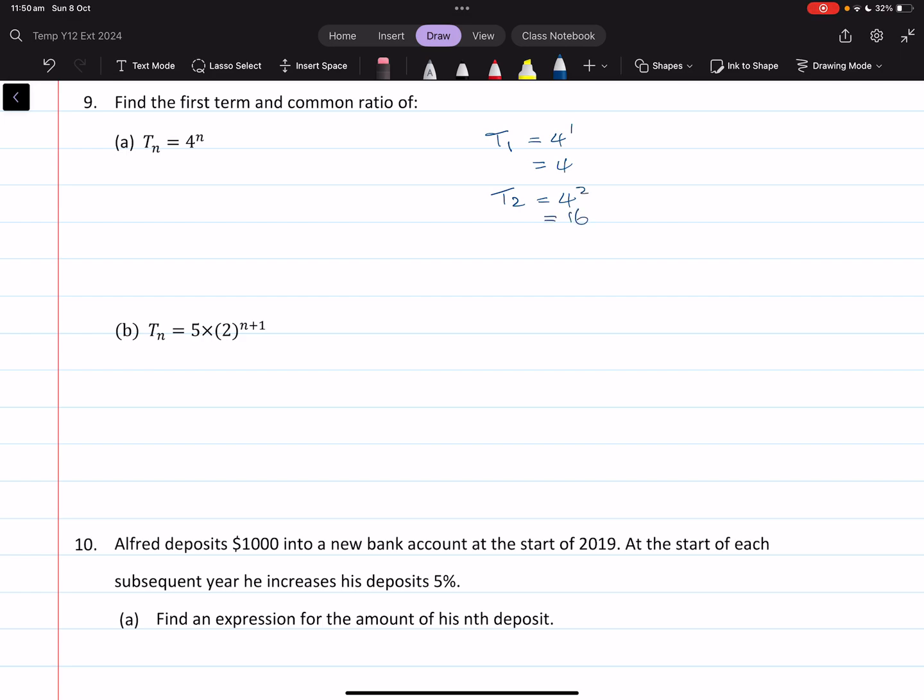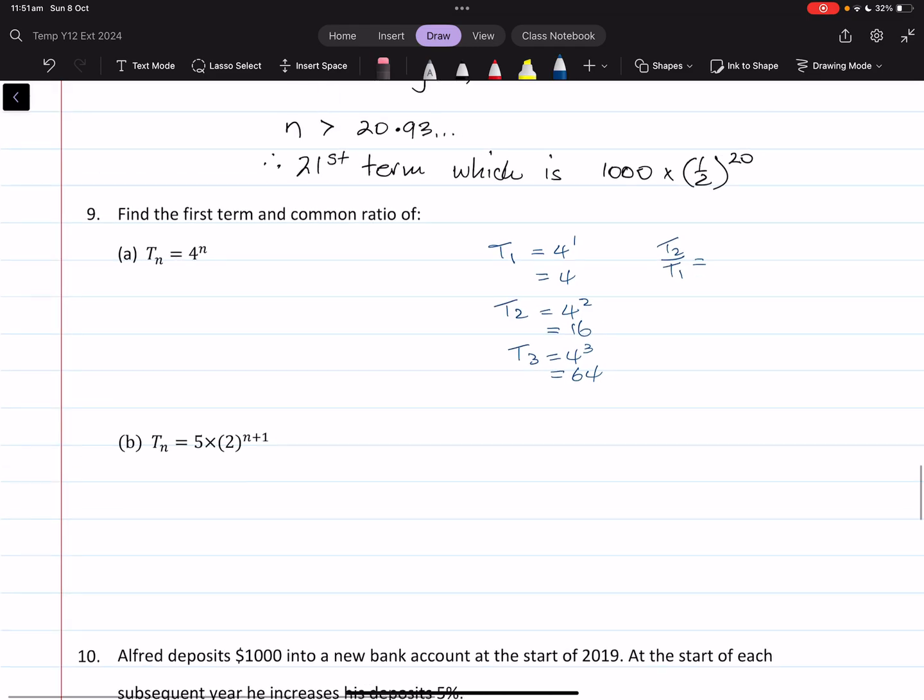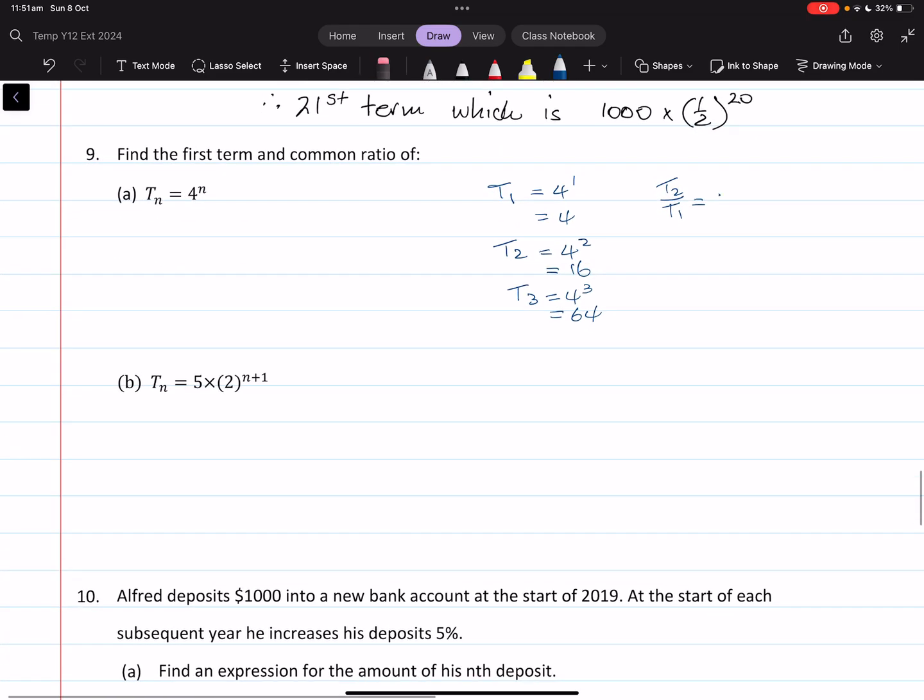And then because I've said find the first term and common ratio, it's pretty obviously a geometric sequence, but you could check that by doing term 3, which of course would be 4 cubed, which gives you 64. And then you'll notice that if I do term 2 divided by term 1, I get that common ratio of 4. Okay, so that's our common ratio. And so my first term is 4 and my common ratio is 4.